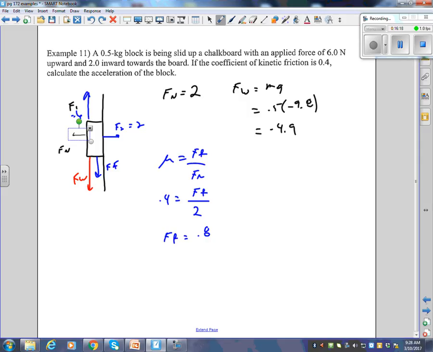Okay, so now it means that my F net y is going to be equal to this F1 plus my Fw plus my Ff, isn't it? So the F net y is going to equal the 6 newtons up. Let's make it positive. The Fw is minus 4.9, and the friction force would actually be minus 0.8, minus because it's down. So do we actually get a net force here? 6 minus 4.9 is 1.1, so it's 0.3, I think. Am I right? Yep. Which will give us an acceleration.